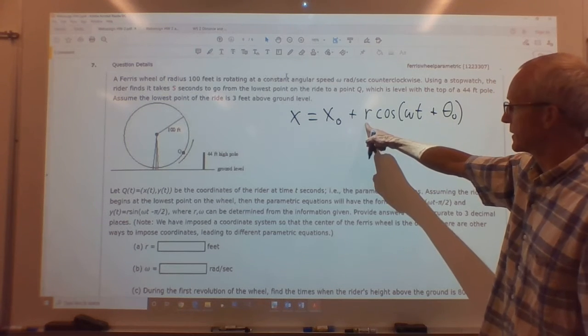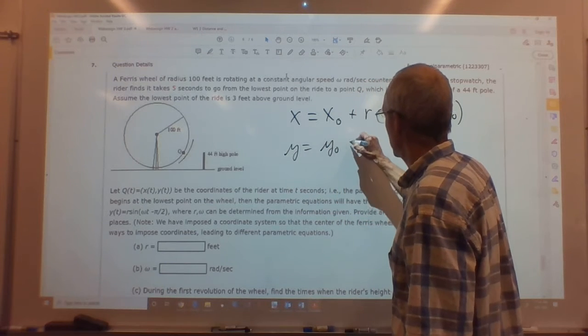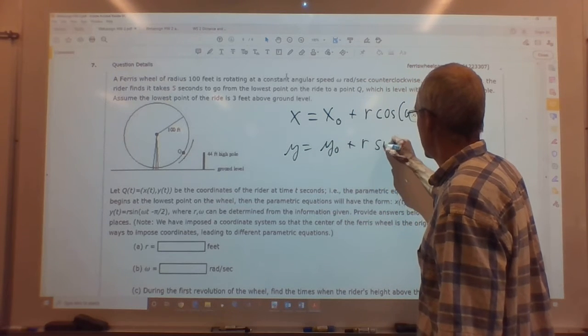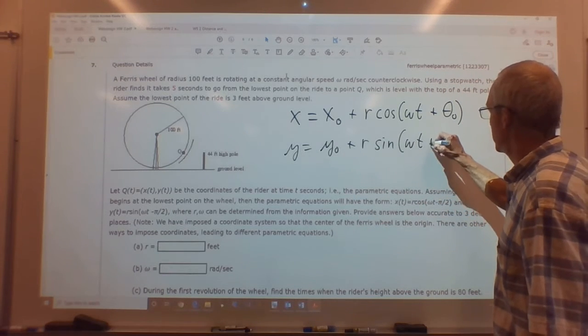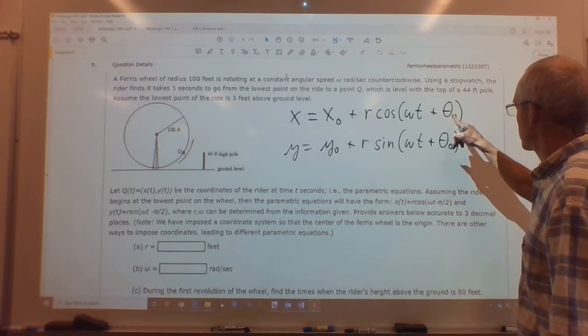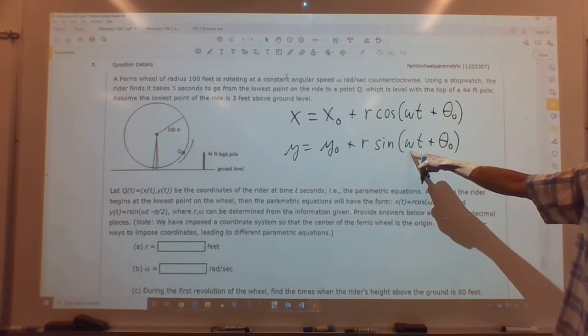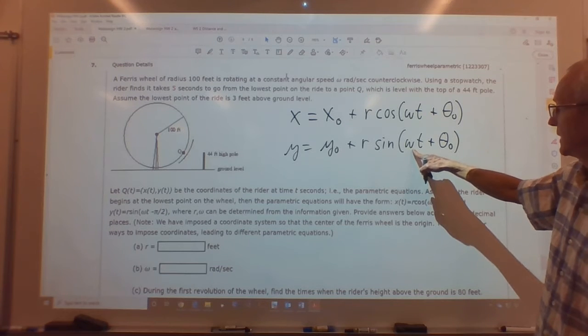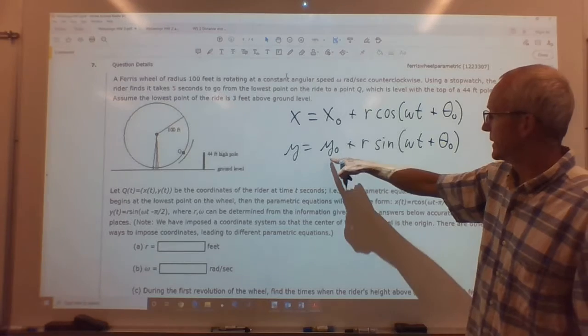Okay, this is the radius of the circle. And y is y0 plus r sine. Everything's the same, but it's sine, and of course it's y there, omega t plus theta 0. So this is your starting angle. Omega is how fast you're going in radians per second, right? The angular speed, the radians per second times seconds. That's the radius of the circle, and this is your starting point.